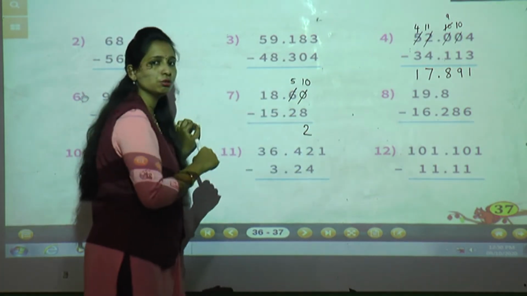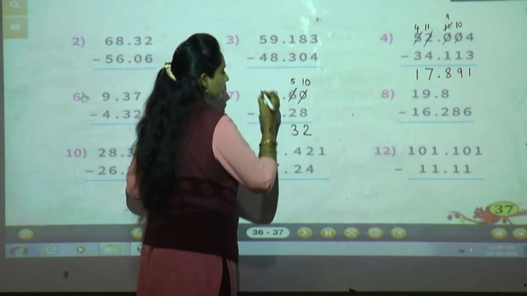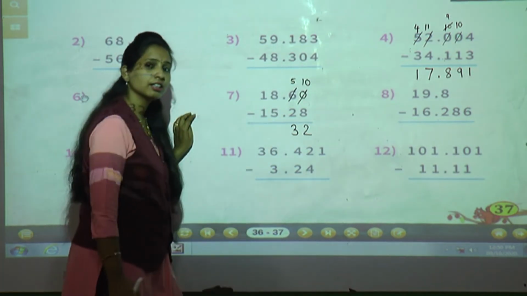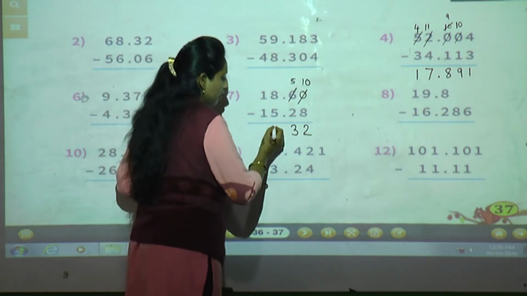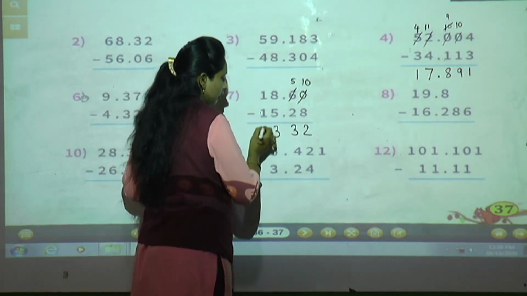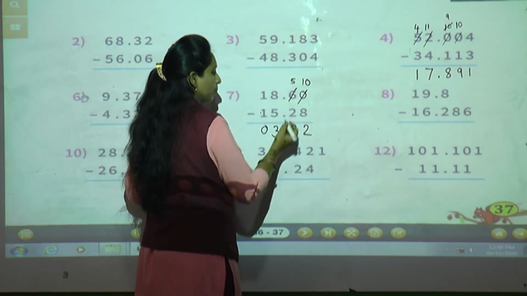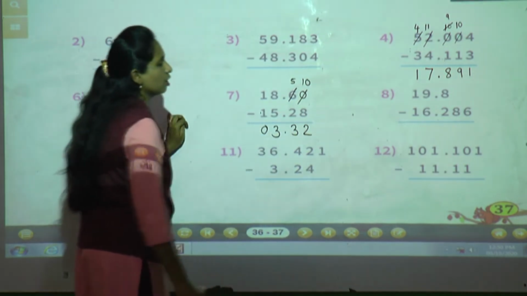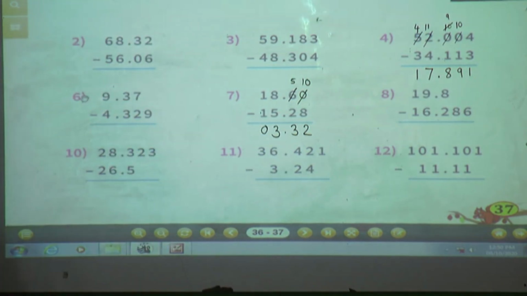5 minus 2 is 3. Now 8 minus 5, 3. Very good. 1 minus 1 is 0. Then give the decimal point after 2 digits. So what is the answer? 3.32. Isn't it? Yes. Clear? Yes. Now I will solve some more examples for you.